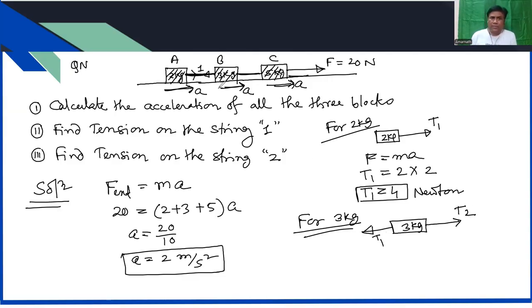This is T2. Okay. This thread is the second thread. This is the first thread. Tension 2. So here acceleration is in this direction, so the direction of acceleration is rightward. So you should take the rightward force as positive. So it means plus T2 minus T1 equals F net, because F net equals mass into acceleration.